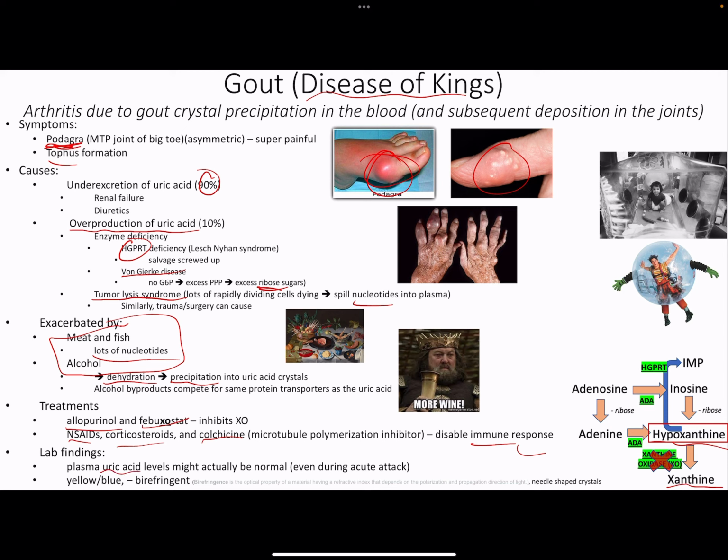Uric acid levels should be higher. I hope that one makes sense. Notice, though, that theoretically you could have normal serum and plasma levels.